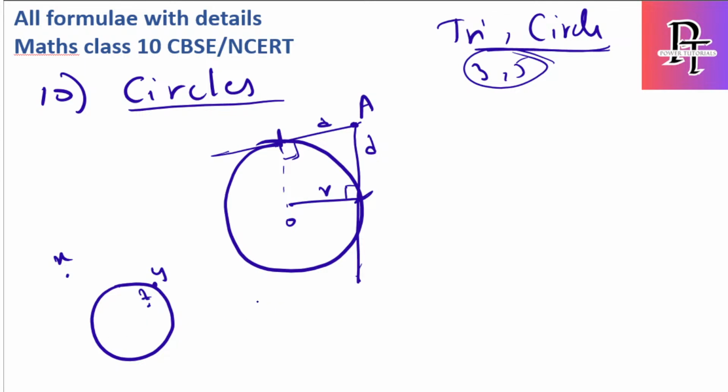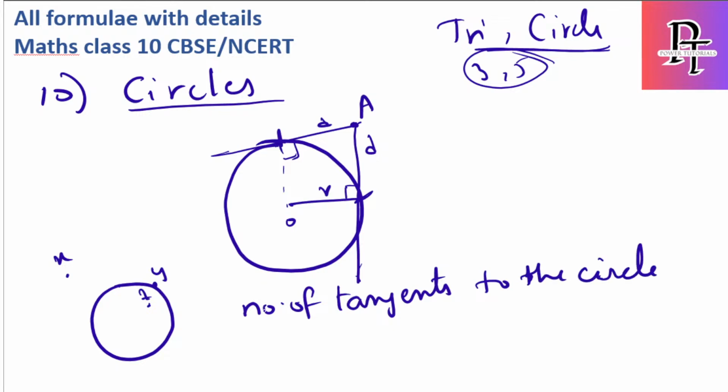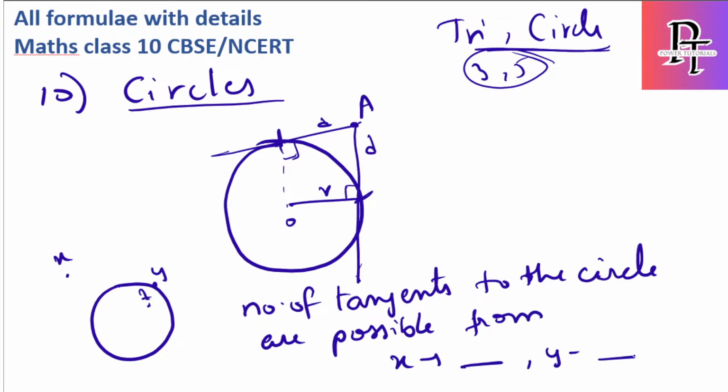Okay, this is a circle. So how many tangents to the circle are possible from 3 points? From X, how many tangents are possible? From Y, how many tangents are possible? And from Z, how many tangents are possible? Can you answer this question?